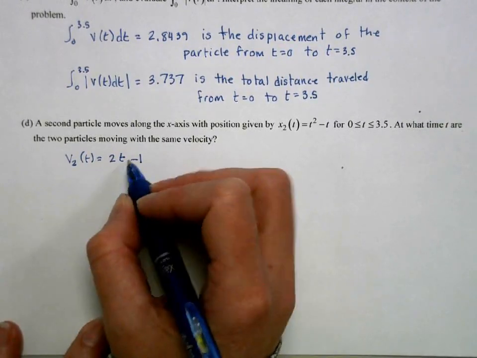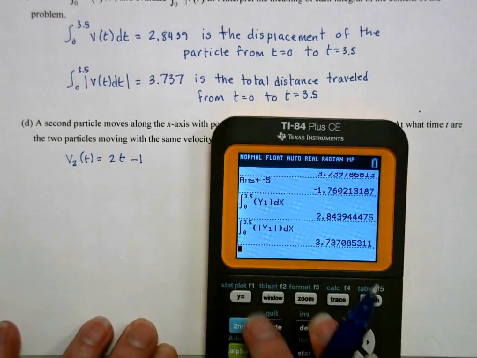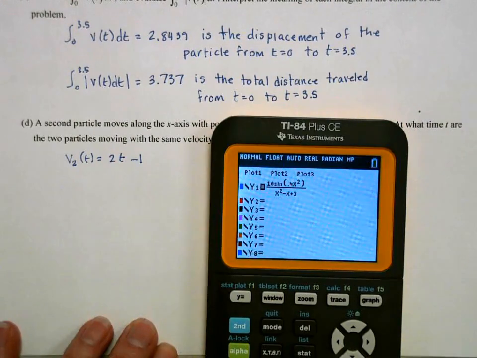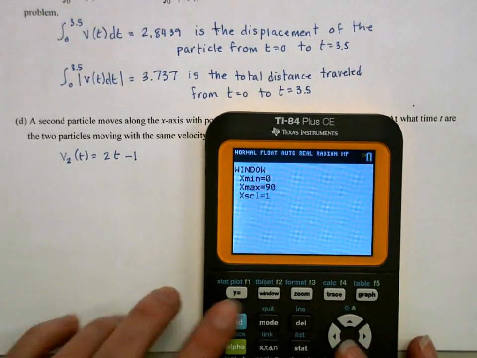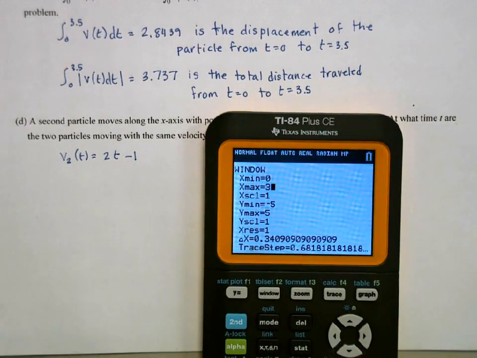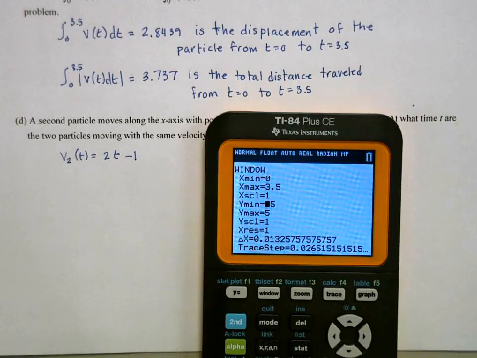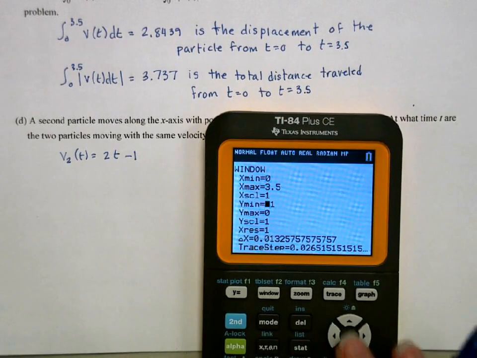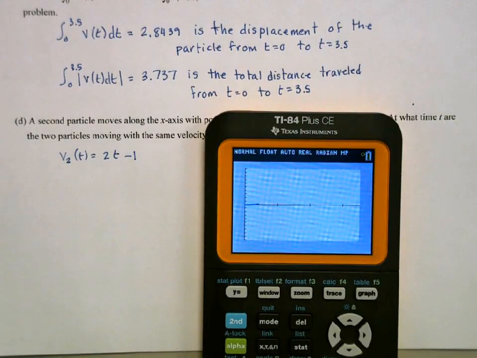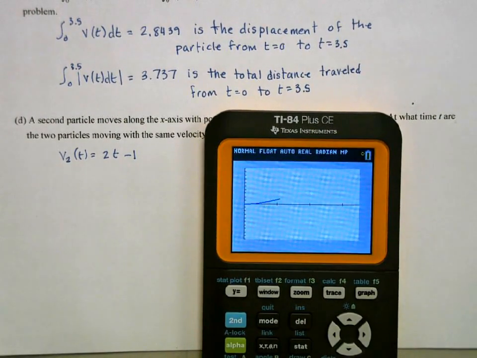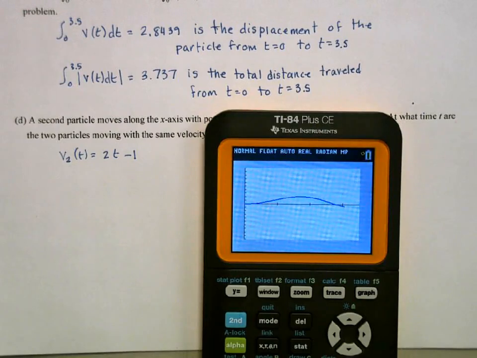So I'm going to go to my y equals. I'm going to have 2x minus 1 is my second equation. For my window, I only care about from 0 to 3.5. And I'll just go from like negative 10 to 10. Okay, so there's our first equation. And then we should see a line with a slope of 2 coming through. Okay, so the intersection is right here.